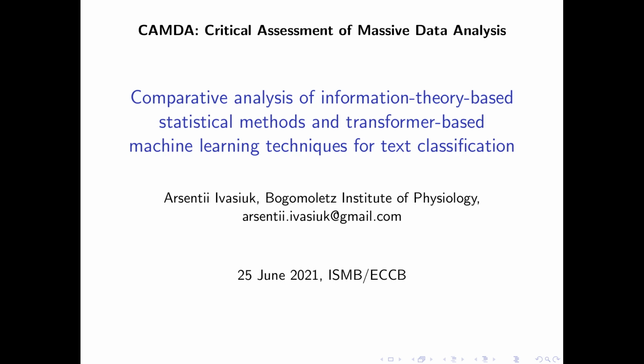I'm presenting a talk on the comparative analysis of information theory-based statistical methods and transformer-based machine learning techniques for text classification.